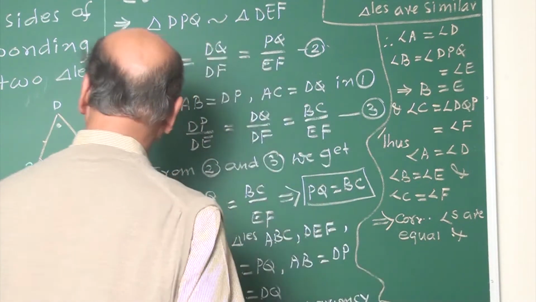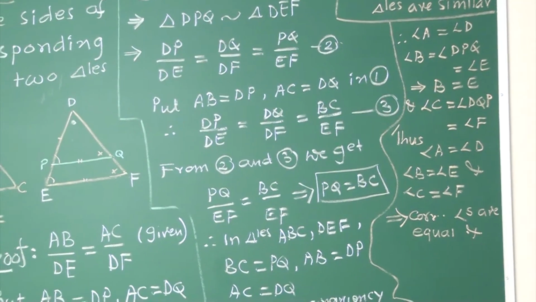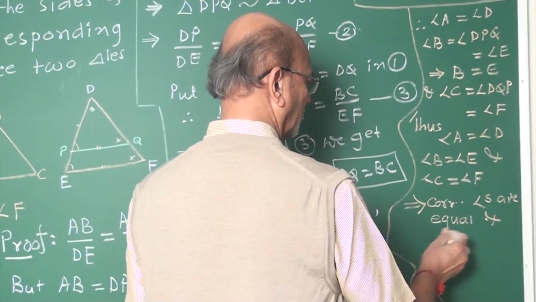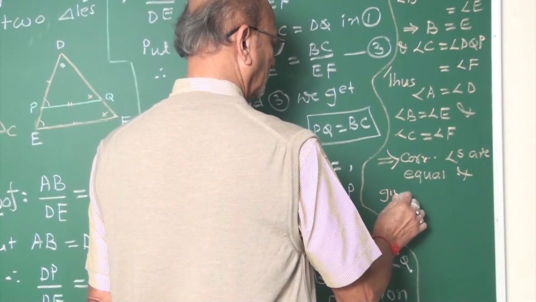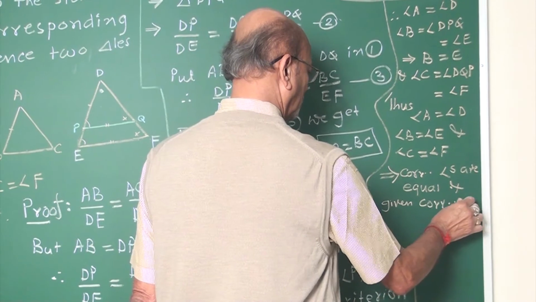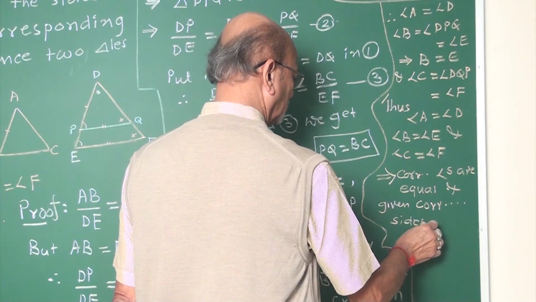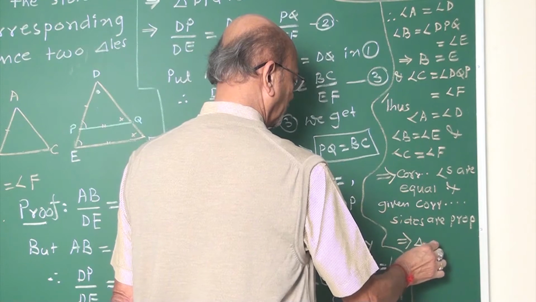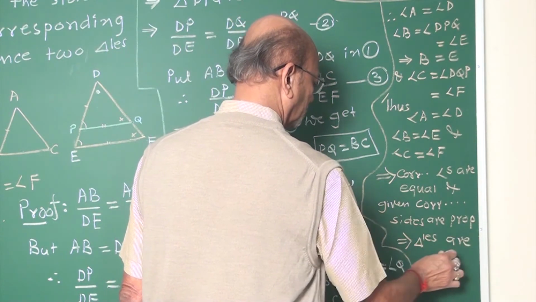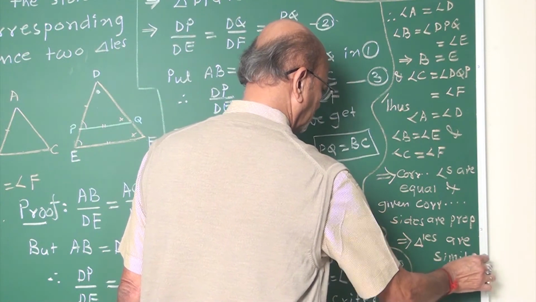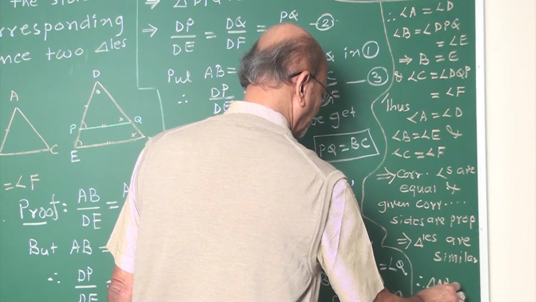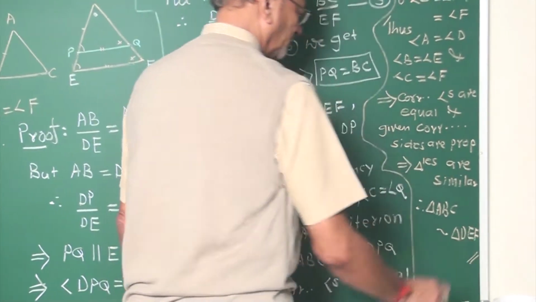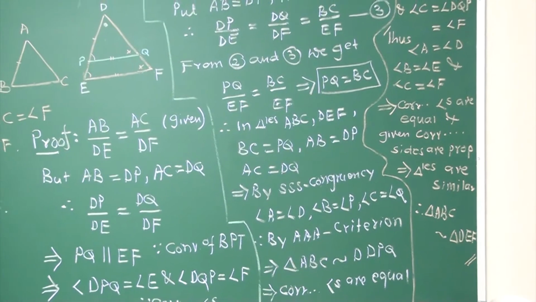And already, my friends, what is given? Given, corresponding sides are proportional. Both together imply triangles are similar. Therefore, triangle ABC is similar to triangle DEF, my friends. This is the proof of this theorem.